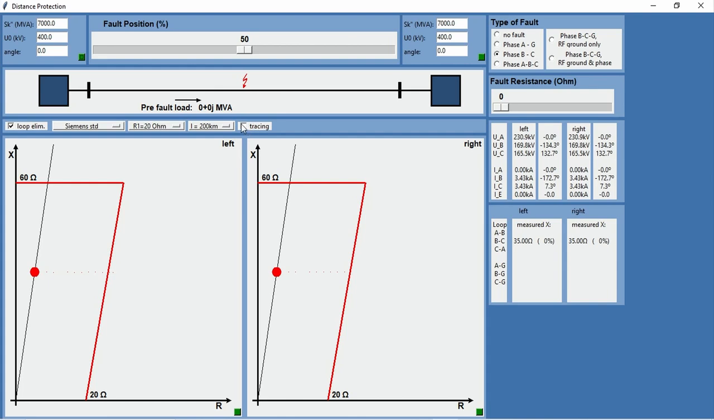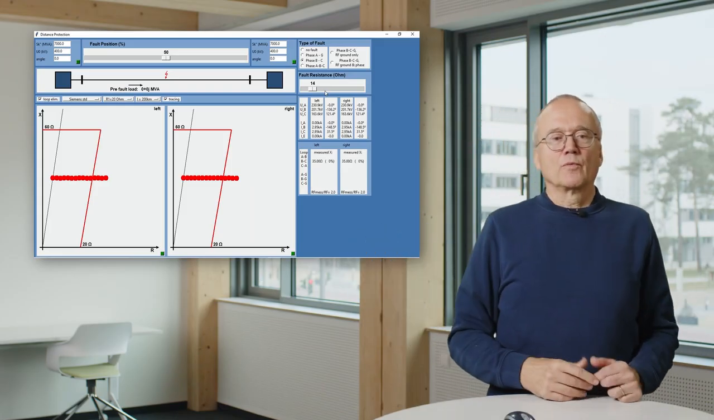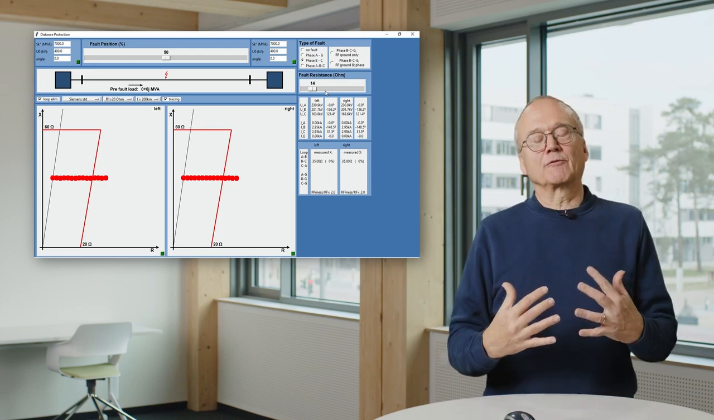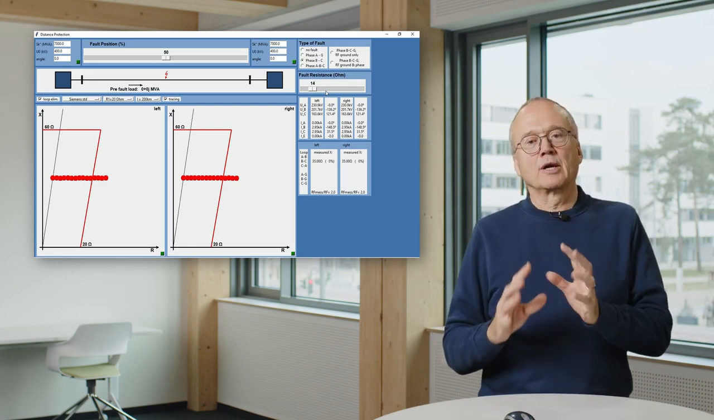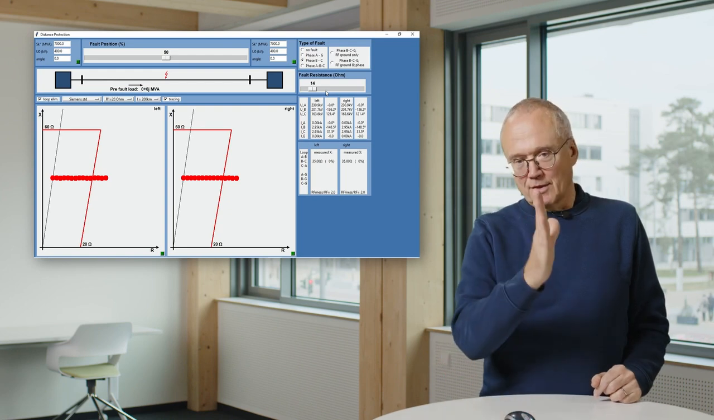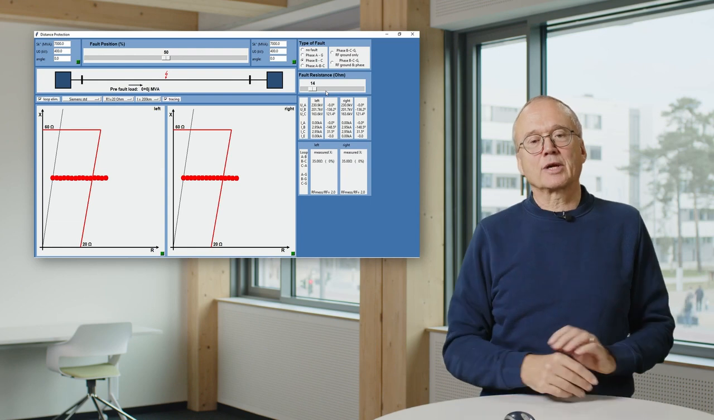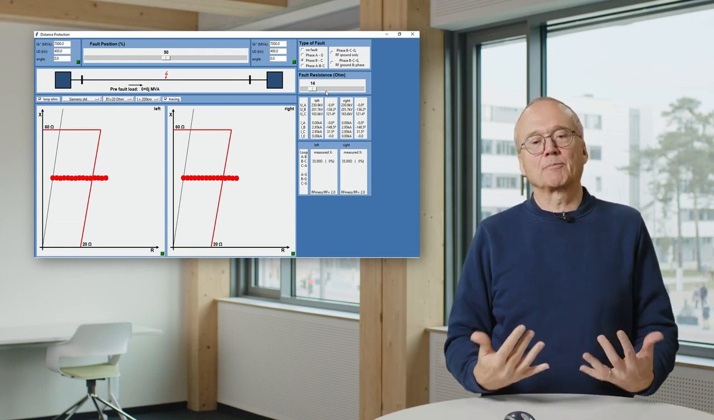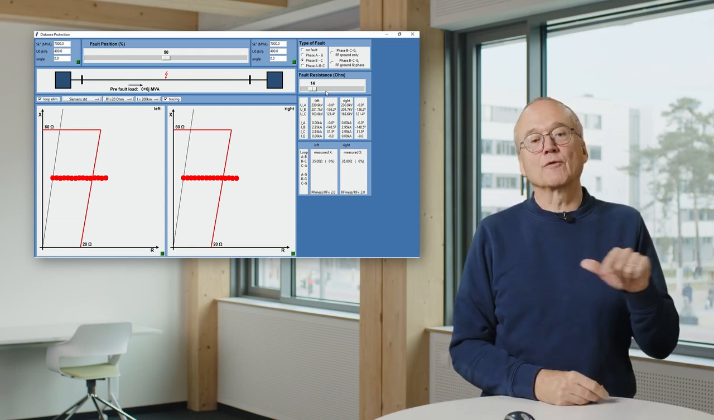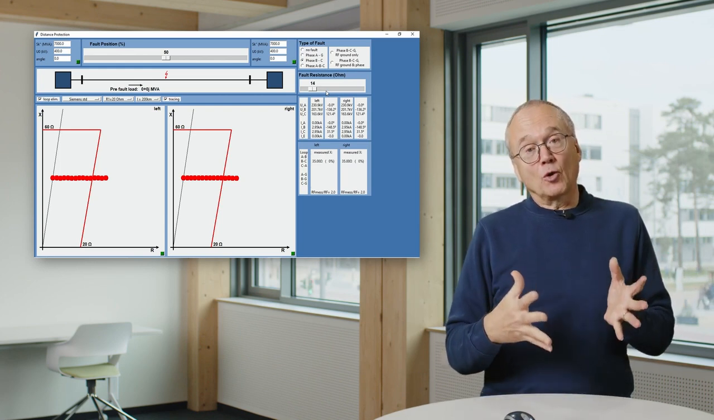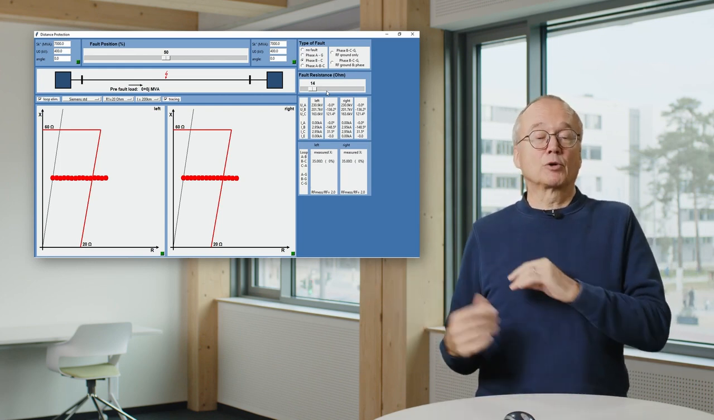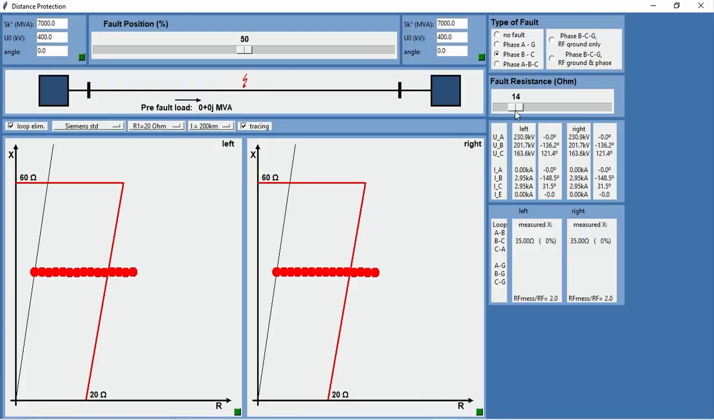You can show that a little bit better by activating this tracing. So you see here, with increasing fault resistance, the reactance measurement is not influenced. That means we just have to look at the reactance limit. We must be aware that in this setting and at this location we can only detect faults up to a fault resistance of 10 ohms in the first zone. A fault with a higher fault resistance would probably be seen in a higher zone.